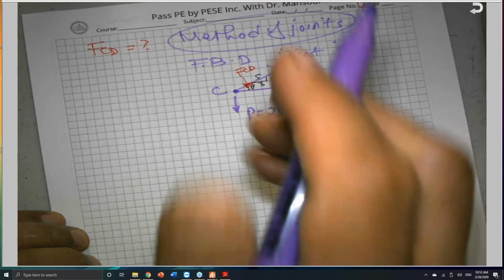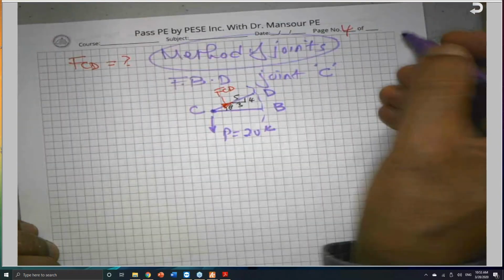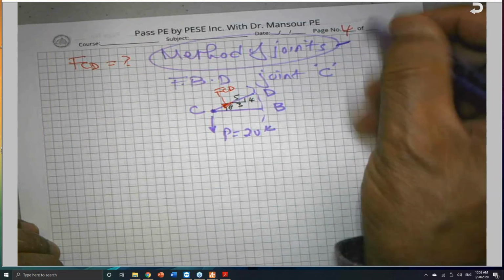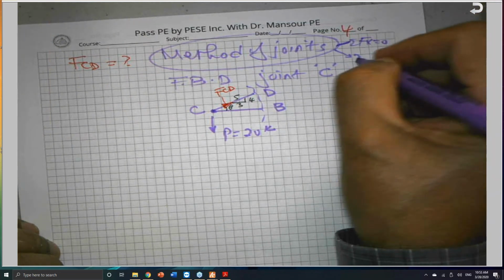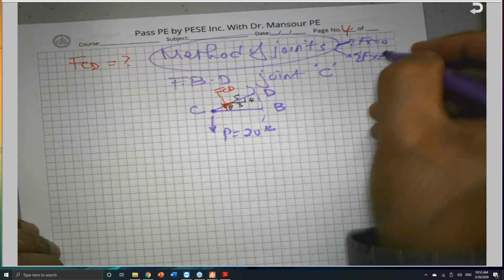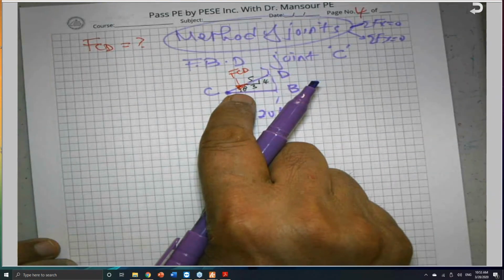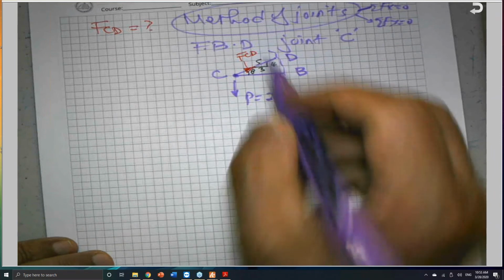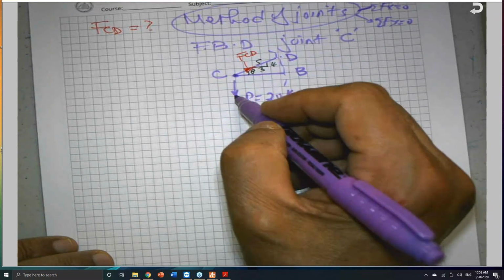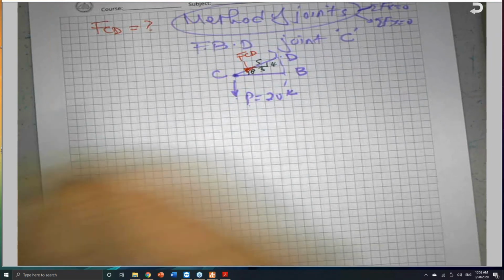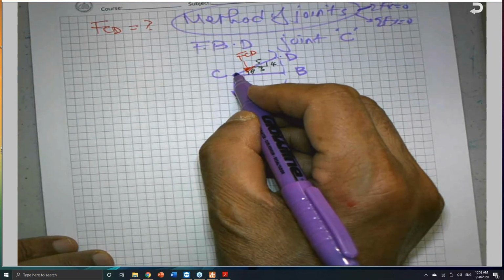In this case, method of joints, we have two equations, as I mentioned. Sigma force X is equal to 0, and sigma force Y equals 0. Because this is called a concurrent force system. The force in the member CD, the force in the member CB, and the external load, all of them are meeting at a common point. So there is no sense using the moment equation.